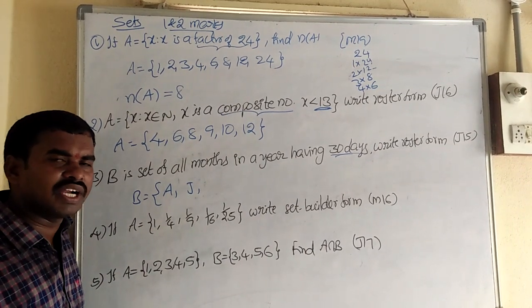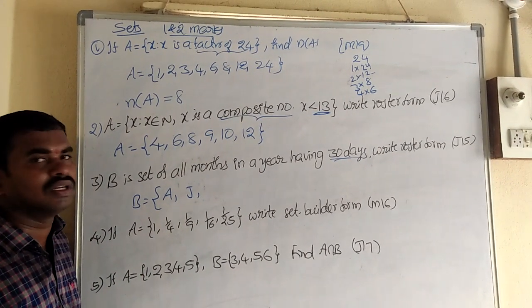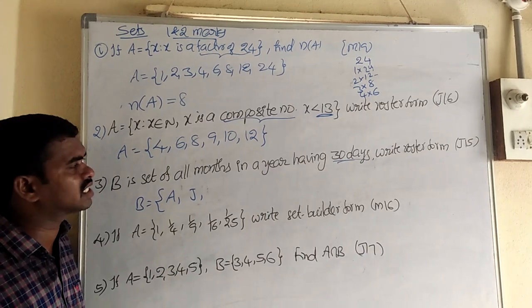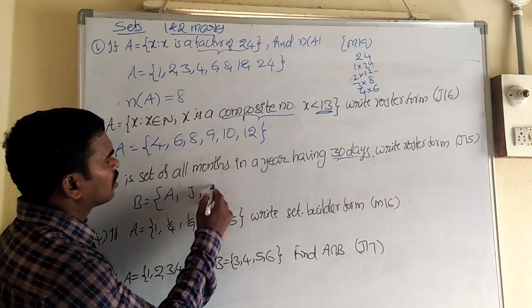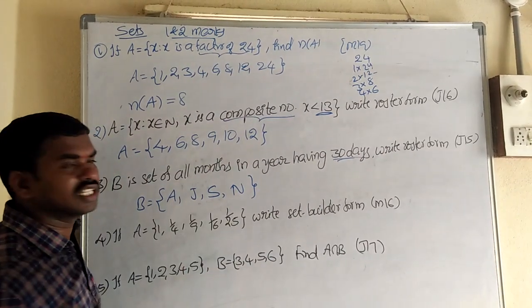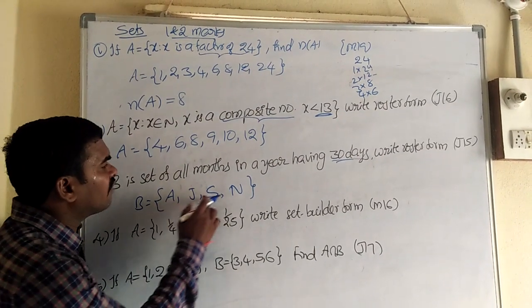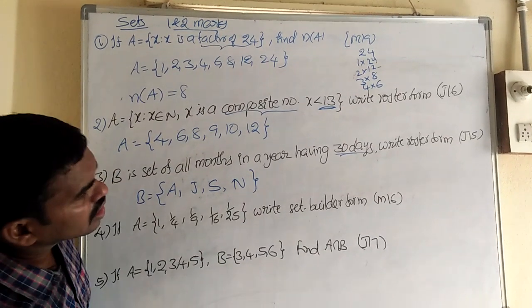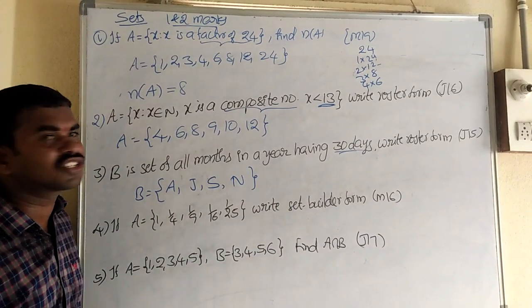And July? It has 31 days. So it doesn't come. August? Also it has 31 days. It doesn't come. September? Next October? No. Next November. And December 31. So these only have 30 days. So this is called the roster form of the given statement.